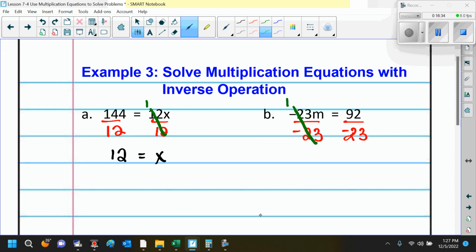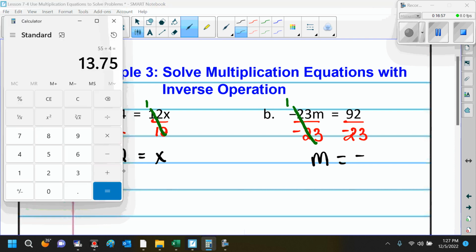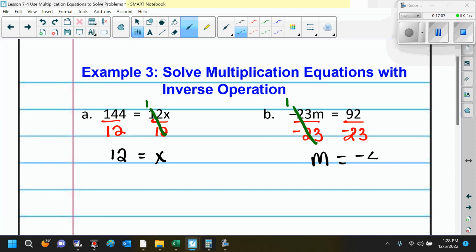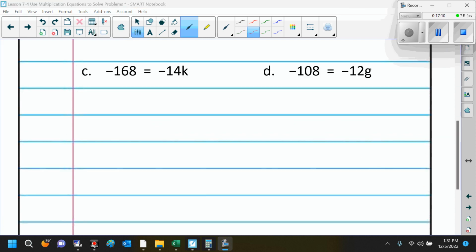So, negative 23 divided by negative 23 is 1. That's a positive 1, right? Positive 1 times m is equal to m. Now, what is a positive divided by a negative? A negative. You got that? So a positive divided by a negative is a negative. And again, if you need to, you can use your calculator. So we have 92 divided by 23, and that equals 4. So this is going to be a negative 4.